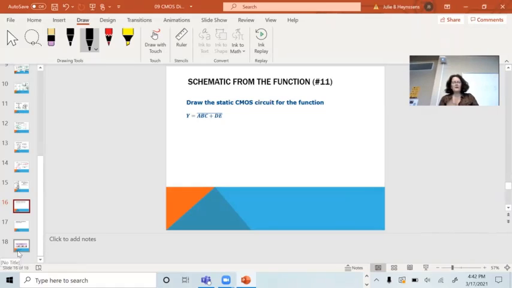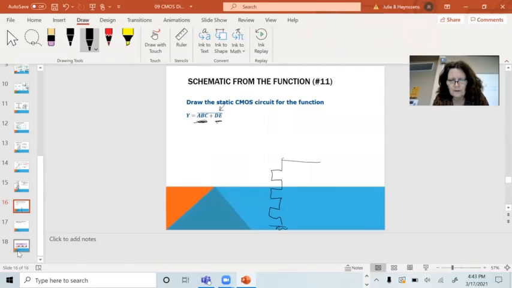We want to draw the static function. We're given a function, we want to draw the whole circuit. So this one has the bar on the top, so I don't have to worry about putting an inverter at the end. I've got a three input AND and a two input AND. Now for NMOS, the AND is series. So I'm going to need three transistors in series.